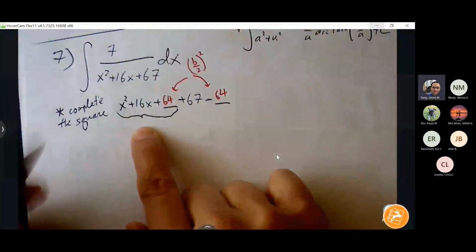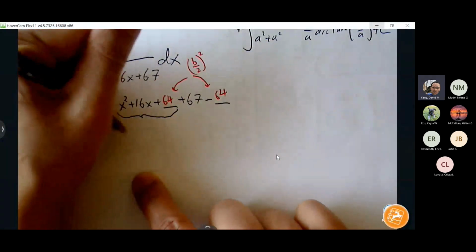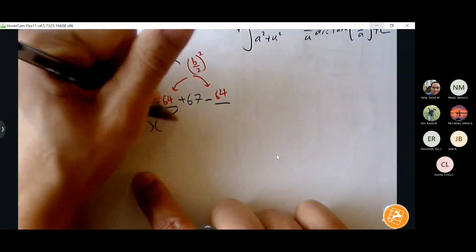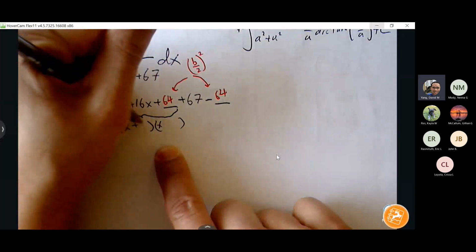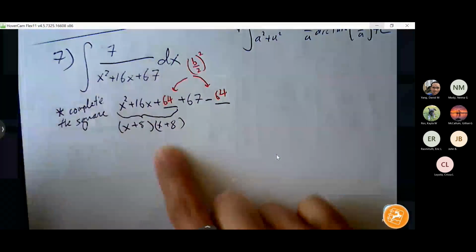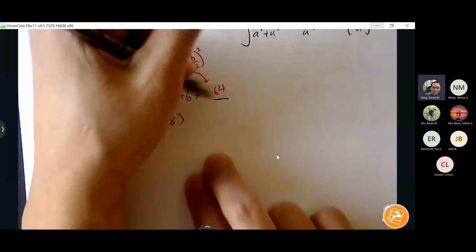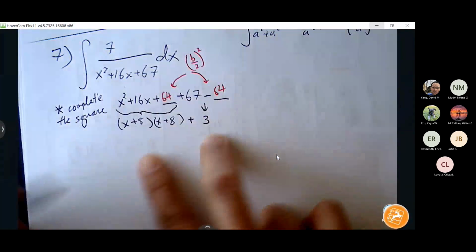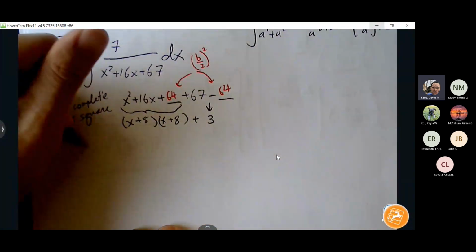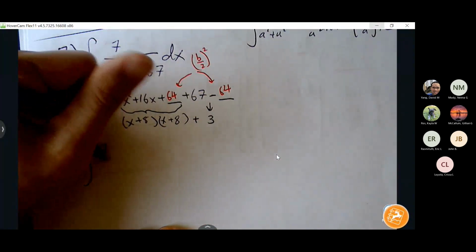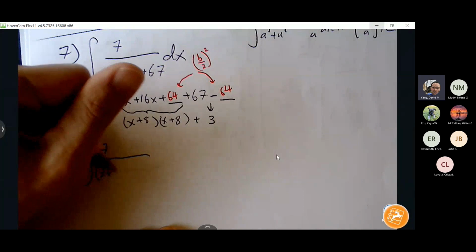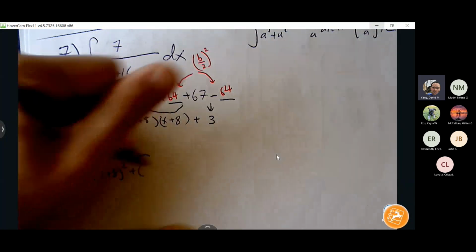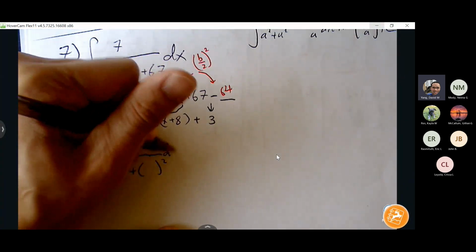This is going to factor nicely for us. Multiplies to be 64, adds to be 16, which is going to be 8 and 8. And then 67 minus 64 is 3. Okay, so we're getting closer towards the proper form that we want. So I have x plus 8 quantity squared, plus I also need another quantity squared to get that proper form.